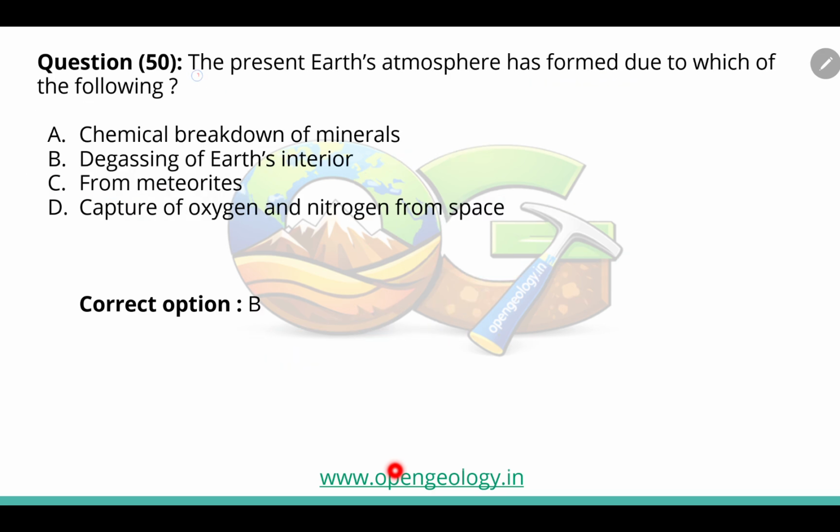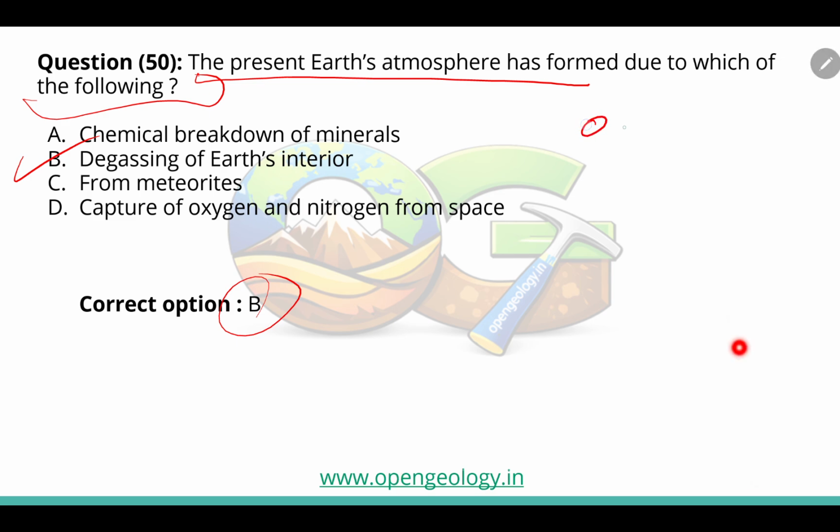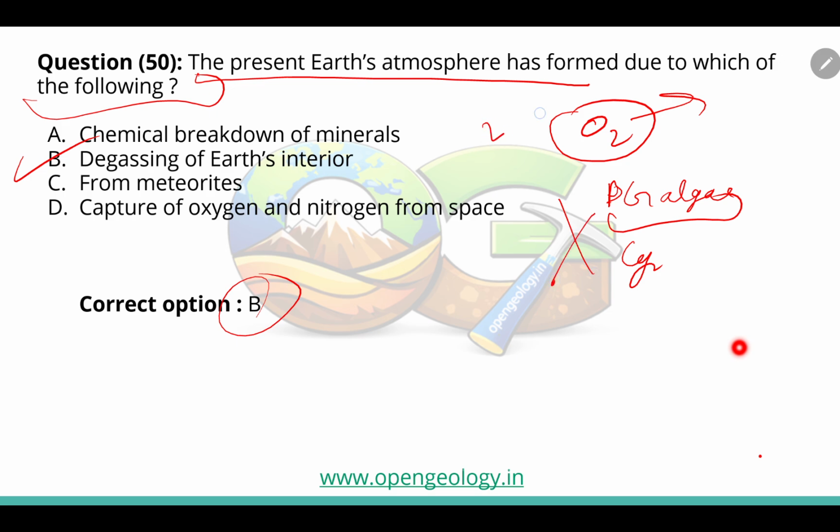Another question: the present Earth atmosphere has formed due to which of the following? It is because of the degassing of Earth's interior. There was a question asked in CSIR NET about where the first oxygen comes from. If you put the answer as blue-green algae, that is cyanobacteria, this is wrong. The first oxygen came from the degassing of Earth's interior. Many students put this wrong in the CSIR NET exam. So the correct answer is the degassing of Earth's interior.